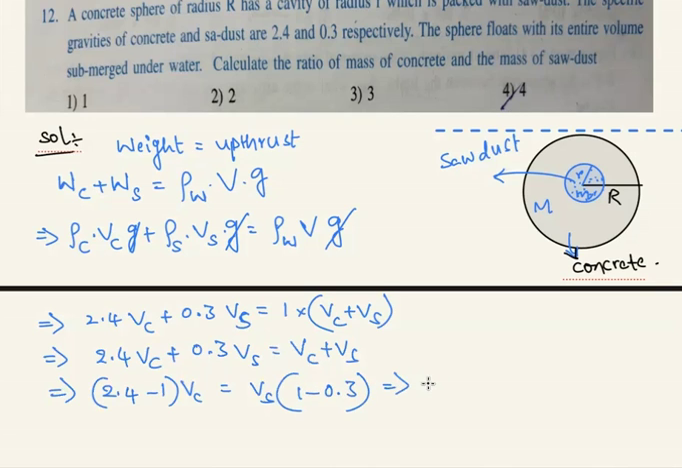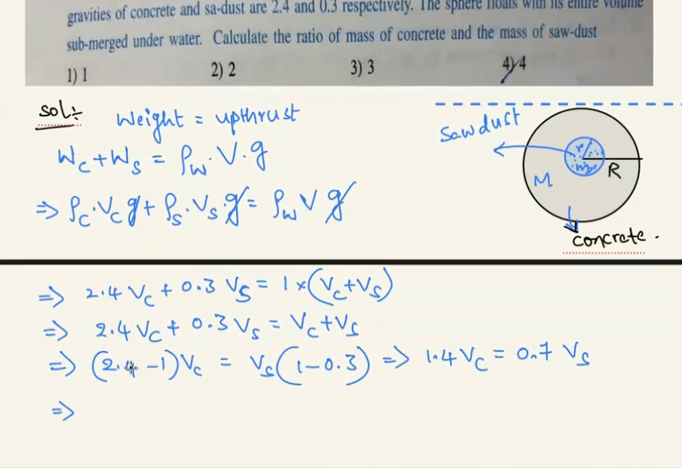Therefore, 2.4 minus 1 is 1.4 into Vc is equal to 1 minus 0.3, that is 0.7, into Vs. Am I right or not? Therefore, I have got the ratio of Vc and Vs. Volume of concrete by volume of sawdust is equal to 0.7 by 1.4, which is equal to 1 by 2. So I have got Vc by Vs.